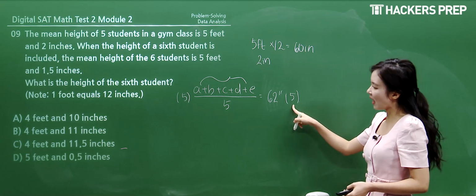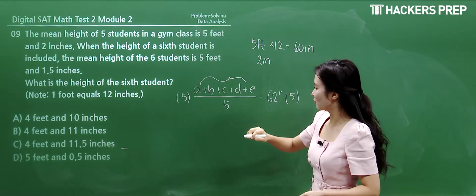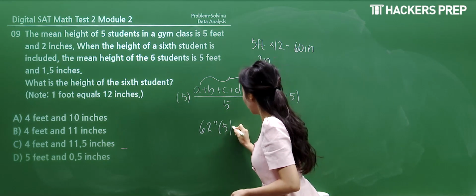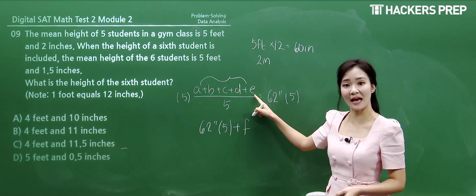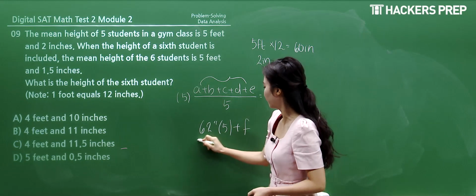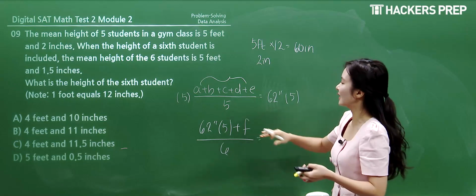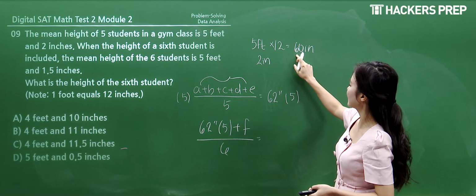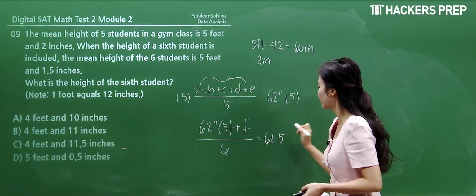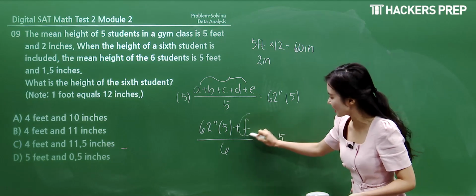Now, 62 times 5 is going to be the sum of all the 5 students. But then we have the 6th student over here, plus F. I'm going to designate F as the 6th student, and the new mean is going to be 5 feet and 1.5 inches. And again, let's just use inches for now. It's going to be 60 plus 1.5, 61.5. Okay, so there we go. Now the question was, what is the height of the 6th student? Or in other words, what is F?